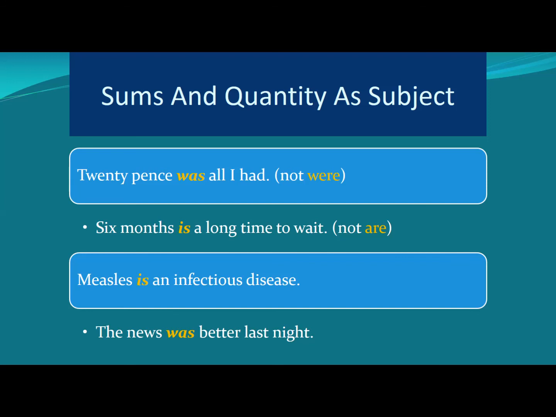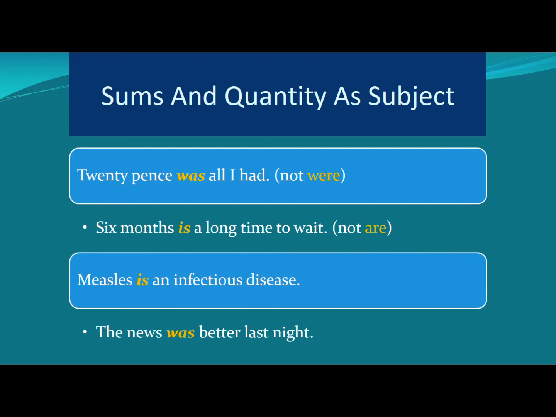Number 2: 6 months is a long time to wait. Over here we are not mentioning all 6 months separately, but we are talking about the season which has 6 months in it. So the 6 months is used as a unit, as a singular subject, so a singular helping verb will be used here. 6 months is a long time to wait. Not are but is.